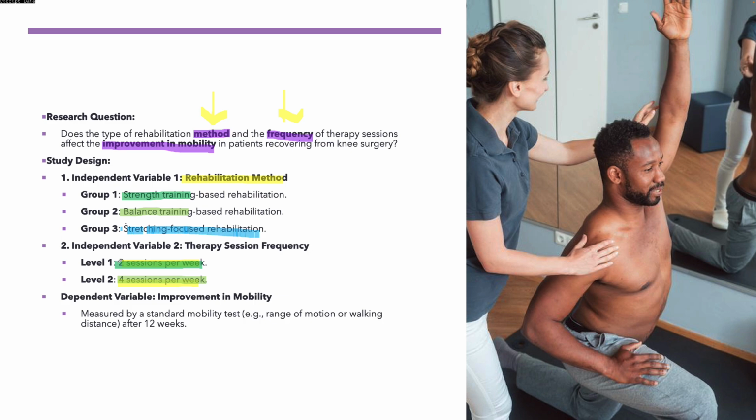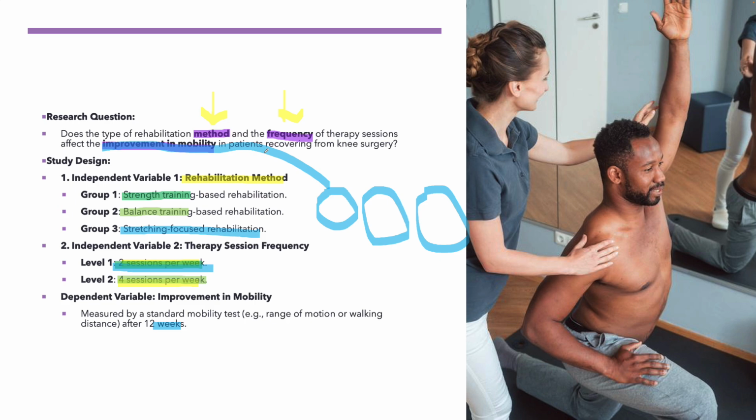Stretching, focus, rehabilitation, and we can also do that 2 times per week, right? And we can create 3 or more groups based upon these different independent variations, right? We can make multiple variations, and we're going to say which one best improves mobility. So that would be an example. So we're looking at range of motion. Which one after 12 weeks has the most improvement in mobility?